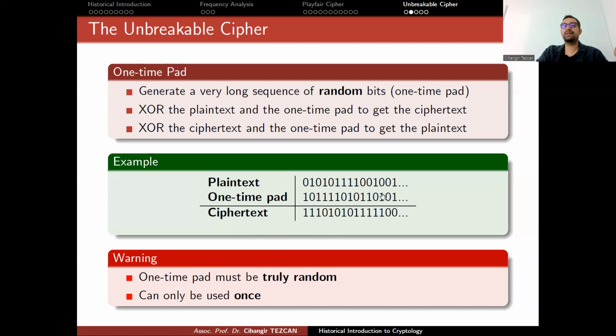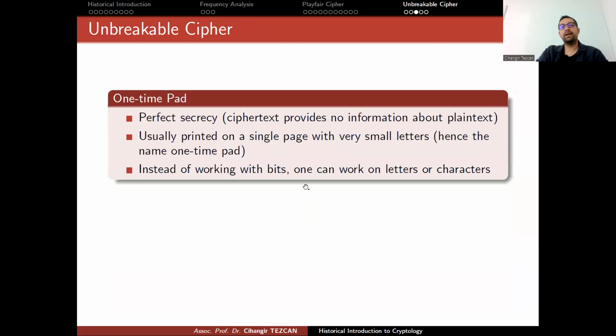Sometimes it is referred to as IV reuse in practice, but the idea is that using the thing that has to be used once, they're using it twice, okay? So we call it perfect secrecy because ciphertext provides no information about plaintext.